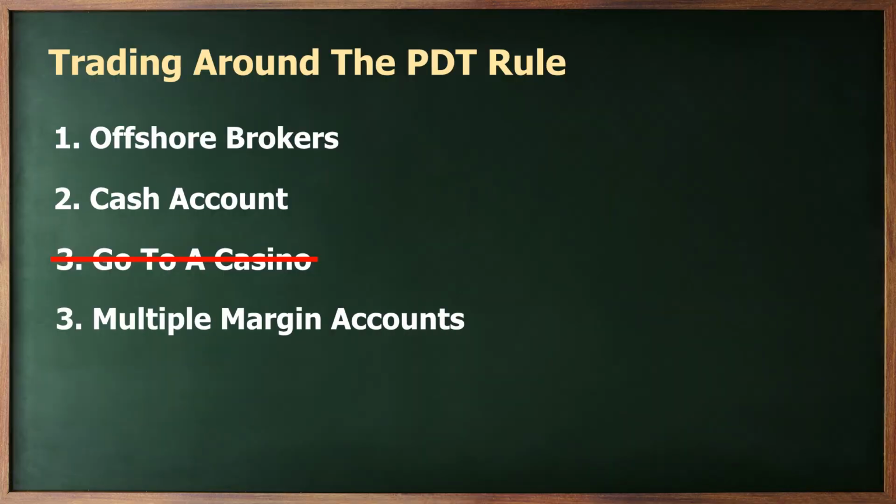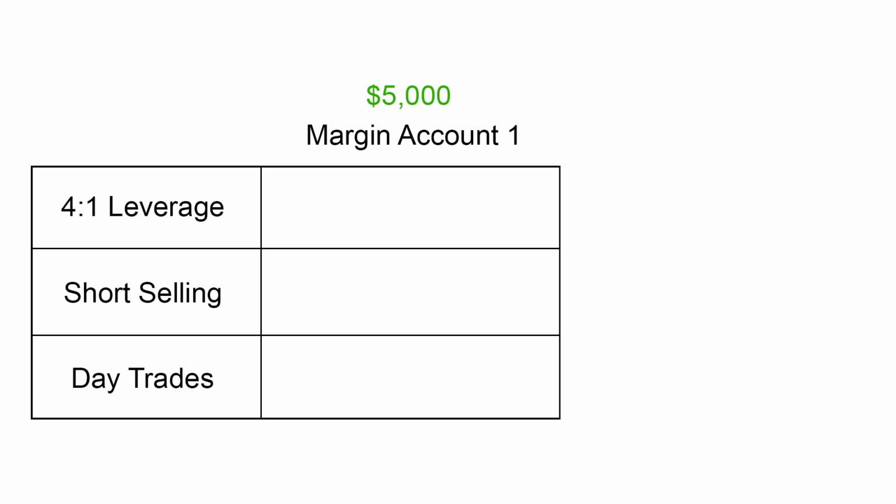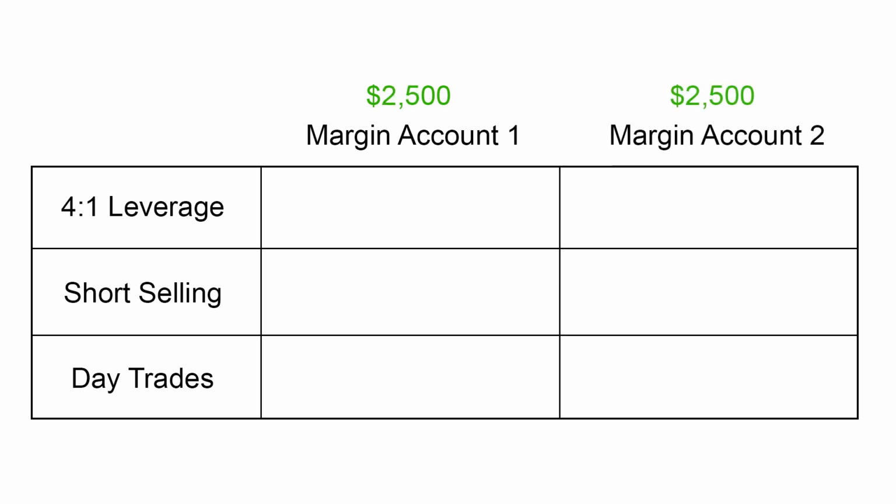Okay, don't do that, but for real, the last option I have for you, which is probably what I would do, is to just trade under the PDT rule, but using multiple margin accounts. So if we take that same $5,000 from the cash account, and instead we open 2 separate margin accounts with $2,500 each, then I'm still getting that 4-to-1 leverage, meaning I have a buying power of $10,000 on each account.